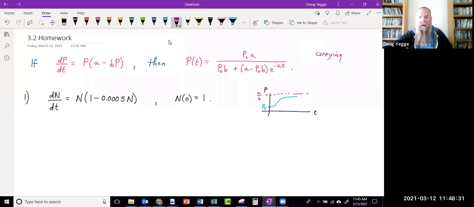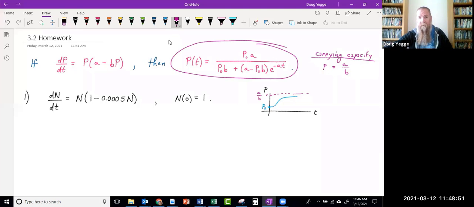Recall that the carrying capacity for the logistic model is A over B, which is when the population equals A over B. And we derived the formula for what that population function would actually be, and therefore this curve, P of T, is formed by this function.